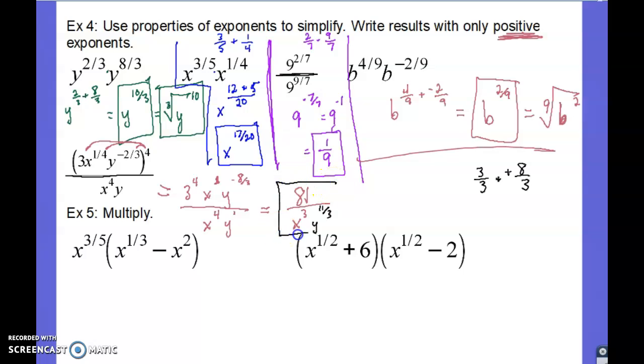So this is an acceptable answer. But again, if the back of the book has a slightly different answer, it might look like this. X to the 3rd, and then the cube root of y to the 11th. So don't be afraid if your answer is different than the back of the book.